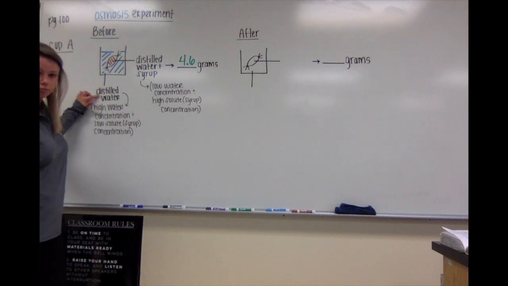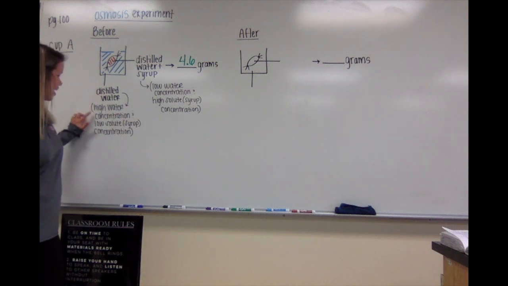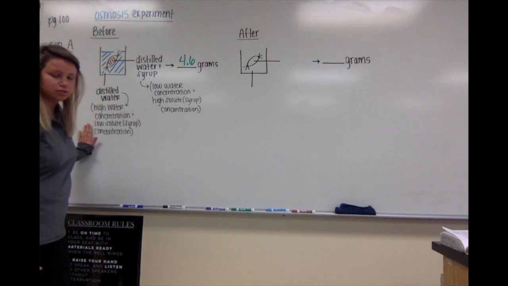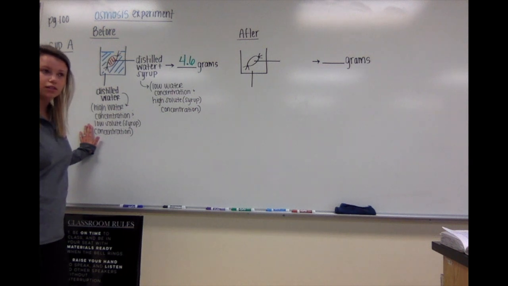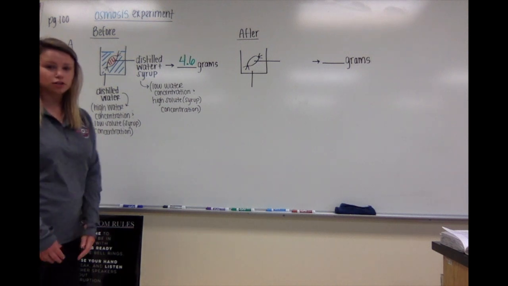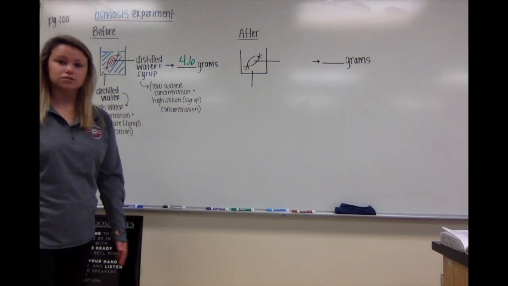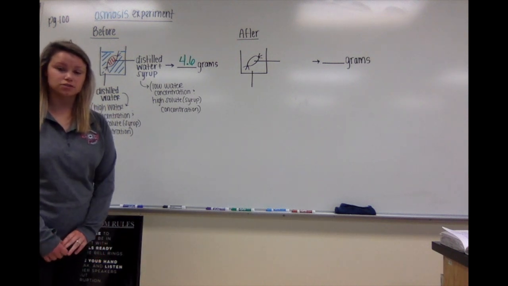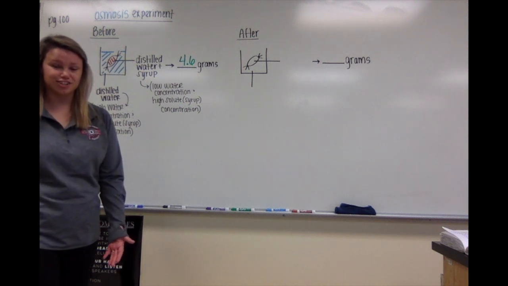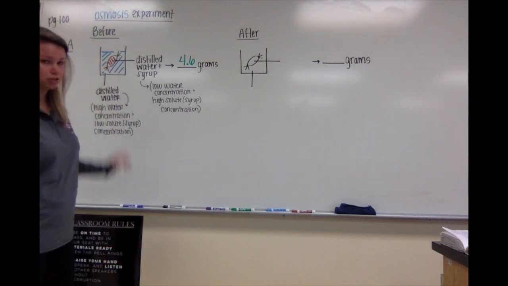We have our distilled water. Our distilled water has a high amount of water, so it's a high water concentration. It also doesn't have any syrup in it, so we can say that it is a low solute concentration or a low syrup concentration. Remember, pancake syrup is full of sugar, and solutes are something that can dissolve in water. So your pancake syrup, full of sugar, that sugar is dissolved in the water mixture that we created.